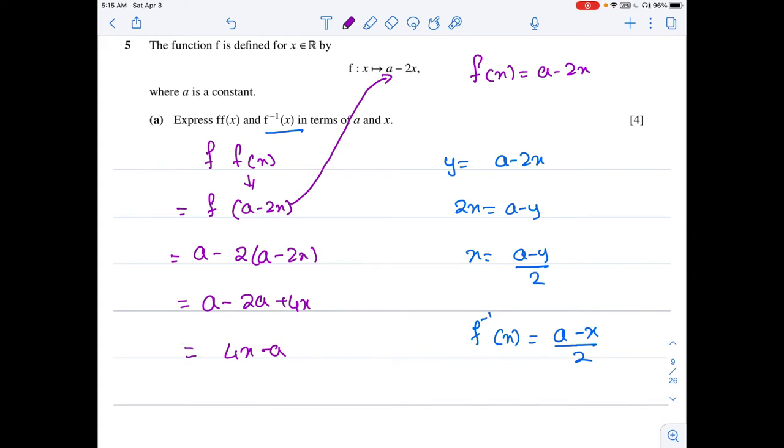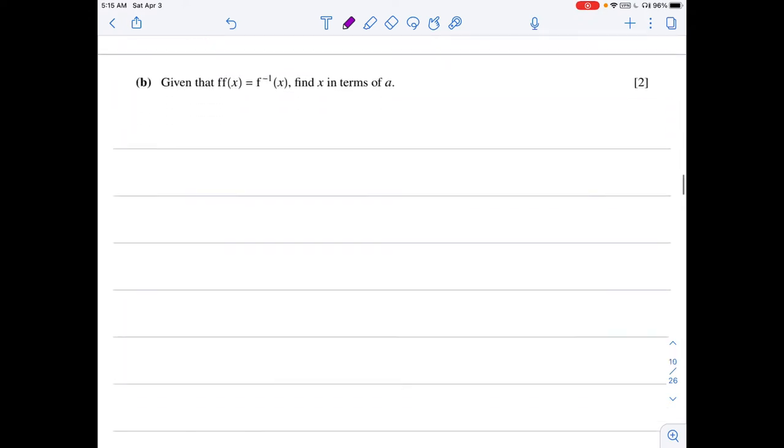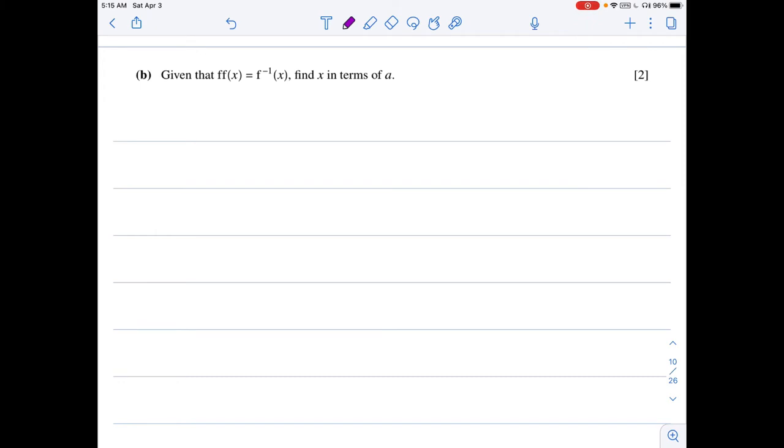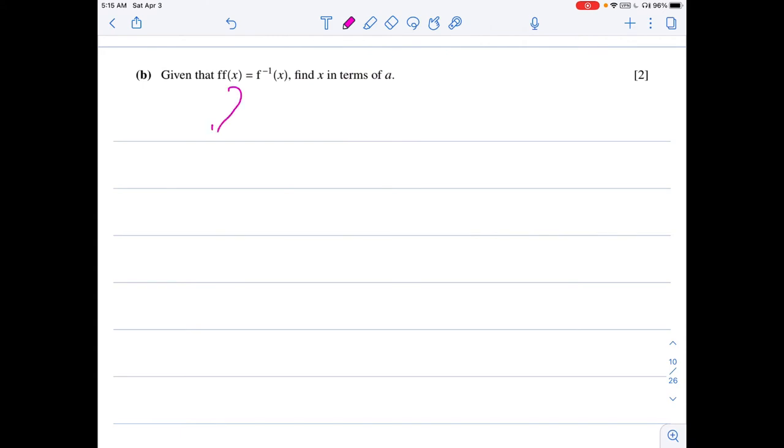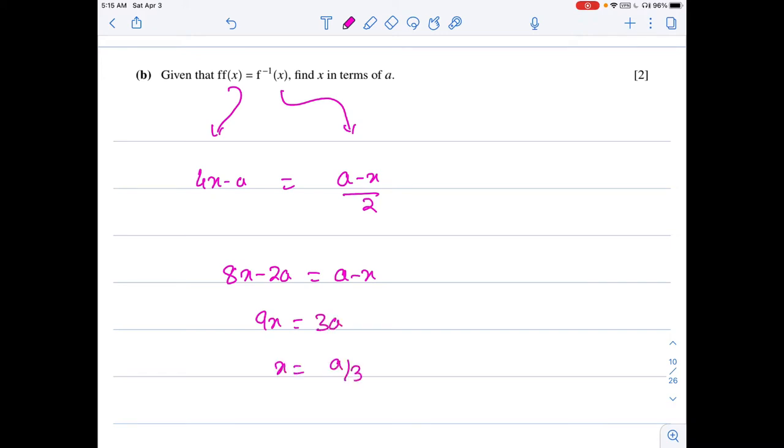Now that's the answer for f of f of x and f inverse of x in terms of a and x. Given that f of f of x is equal to f inverse of x. So just now we have got that f of f of x was 4x minus a, is equal to f inverse of x, which was (a minus x) upon 2. So we have got these two values, so I do the cross multiplication. So I get 8x minus 2a is equal to a minus x, which gives me 9x is equal to 3a, x is equal to a upon 3. That's the answer.